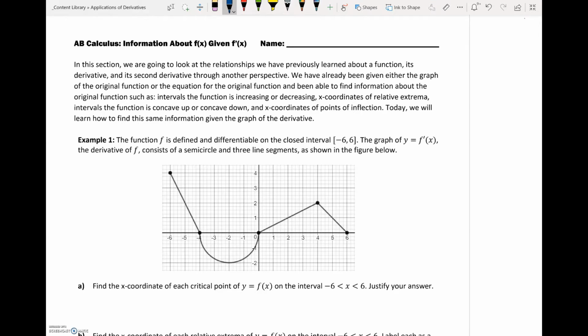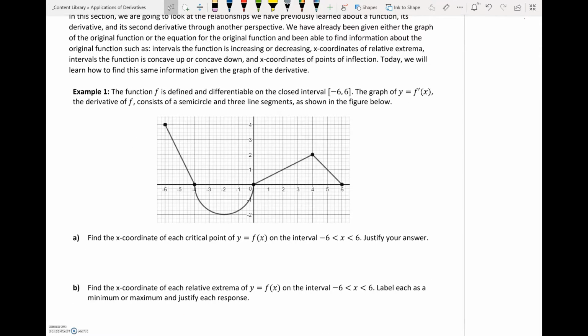In this lesson, we are going to look at the relationship between f of x, f prime of x, and f double prime of x. Now, if we're given f prime of x, we can figure out some information about f of x and also f double prime of x just by looking at the graph of f prime of x. In this first example, we are given the graph f prime of x, and we're looking for information about f and also about f double prime of x.